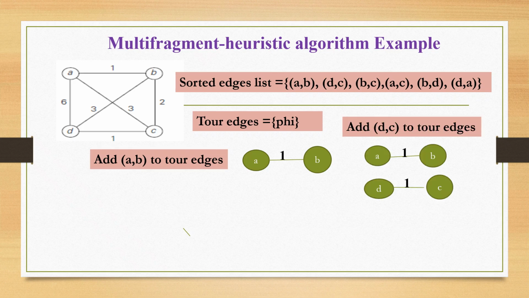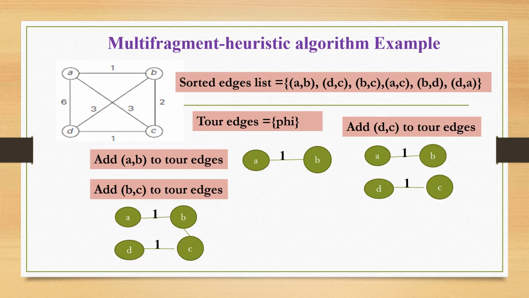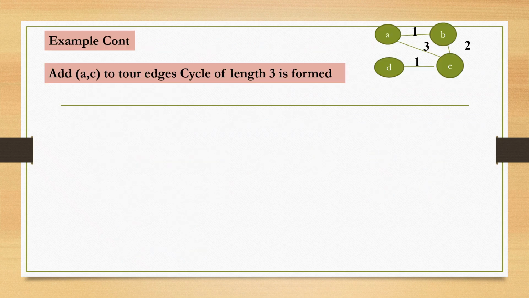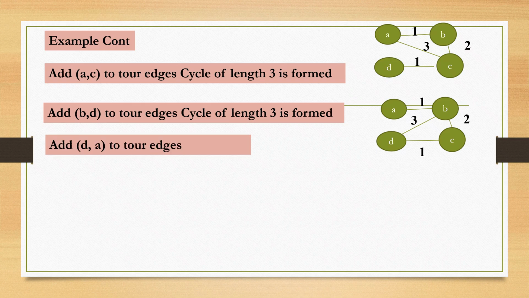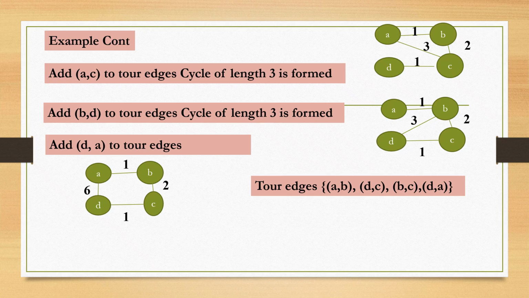Next I am adding DC. I am adding it, not forming a cycle. Next I am adding BC. It is also not forming a cycle. When I intend to add AC, a cycle of length 3 is formed. Next BD, it is also forming a cycle. So I am just neglecting those, and I am adding DA to the set of tour edges, so it is not forming a cycle. So whenever I am adding these edges one after the other in increasing order, I am checking, once adding a new edge, whether it is forming a cycle of length 3 or not.